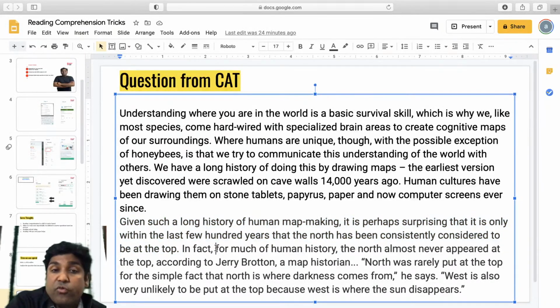In fact, for much of human history, North almost never appeared at the top, according to Jerry Brotton, a map historian. North was really not put at the top, simply because North is where the darkness came from, he says. West is also very unlikely to be put at the top, because West is where the sun disappears.